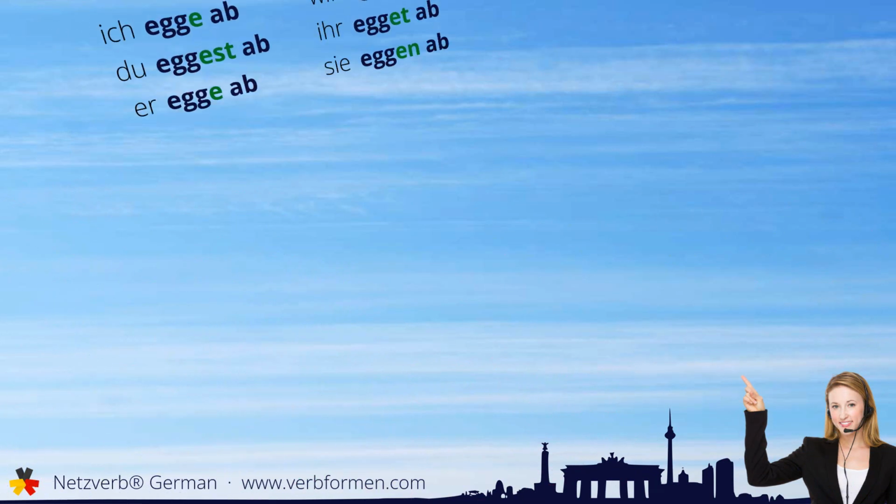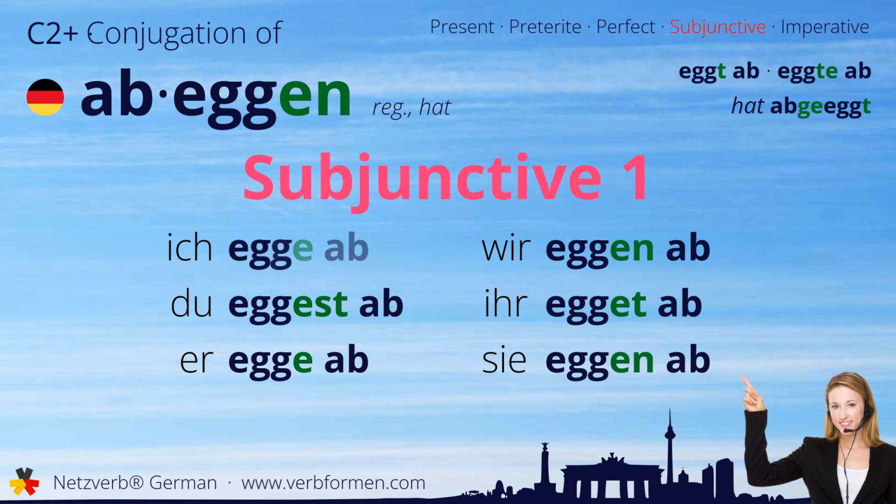Next up is the subjunctive one. Ich egge ab. Du eggest ab. Er egge ab. Wir eggen ab. Ihr egget ab. Sie eggen ab.